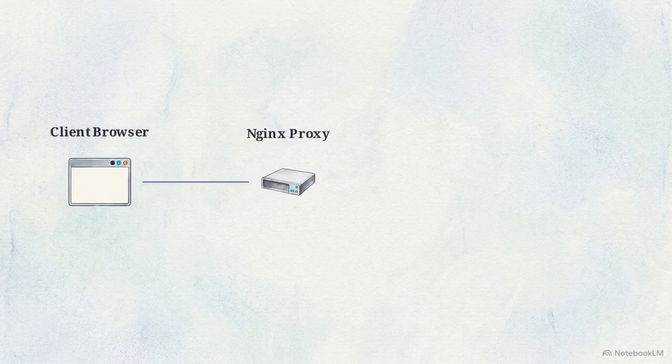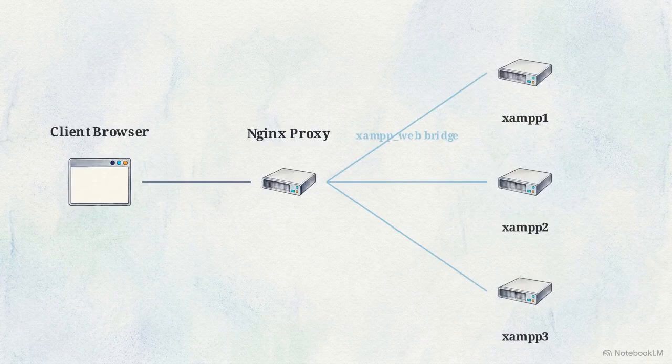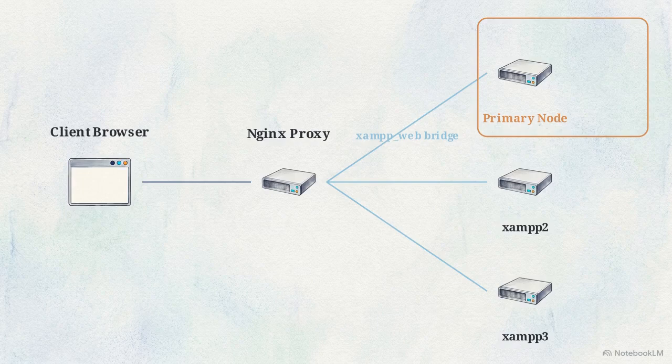This schematic reveals the macro-level topology: the client browser, the Nginx edge proxy, and a cluster of 3 XAMPP nodes. Look closer. Only the first node acts as the primary, carrying the database capabilities. The other 2 are strictly stateless web replicas.